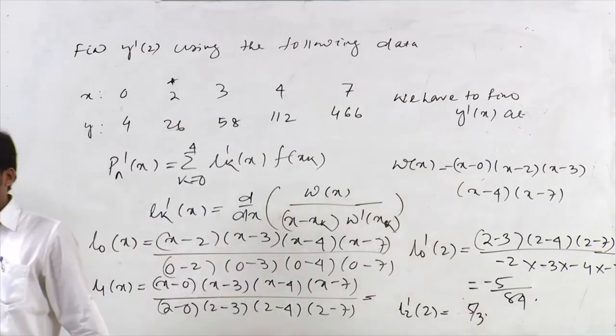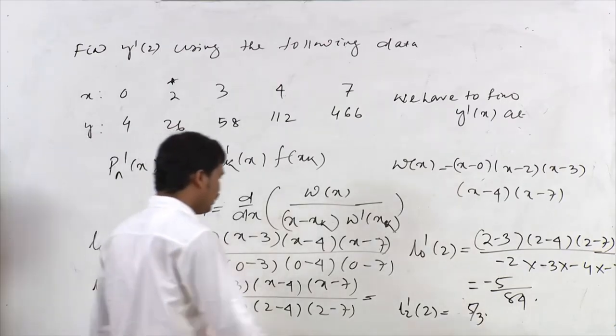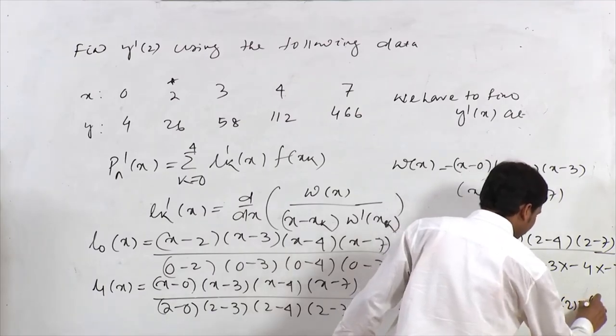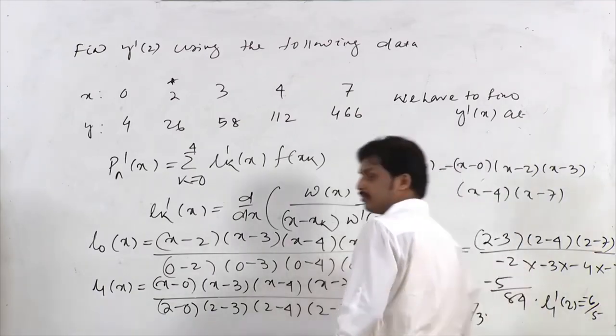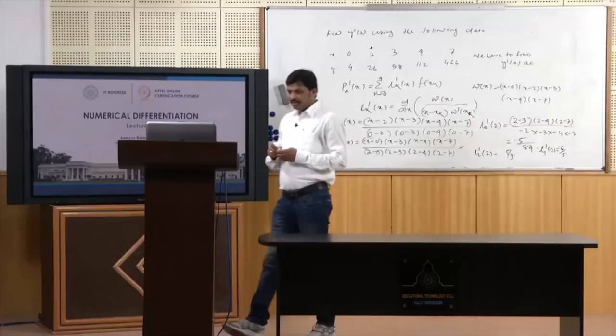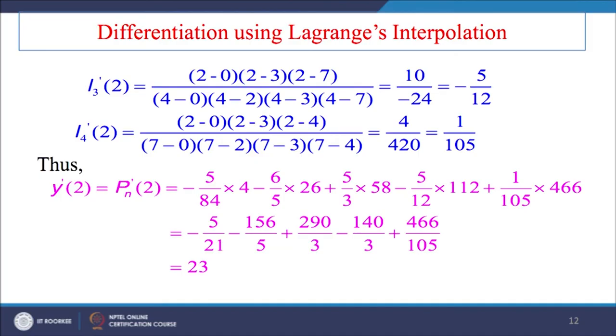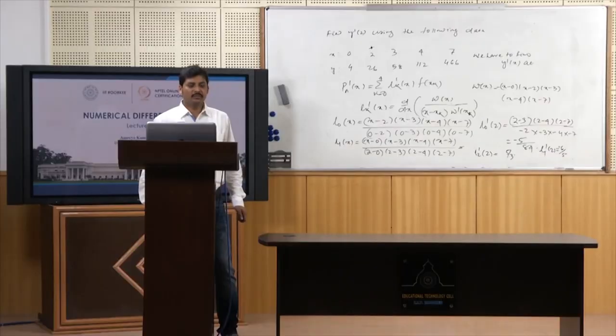And L1 dash of 2 is giving you minus 6 by 5. In the same manner, if you compute L3 dash of 2, we have to treat it the same way, and that will give you minus 5 by 12. And if you compute L4 dash of 2, that will give you 1 by 105.